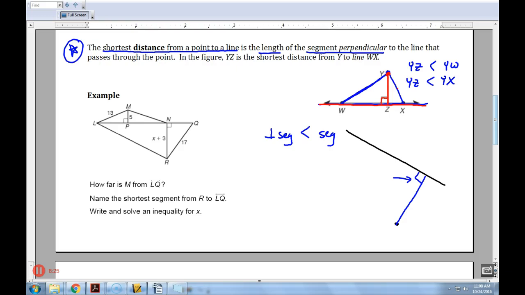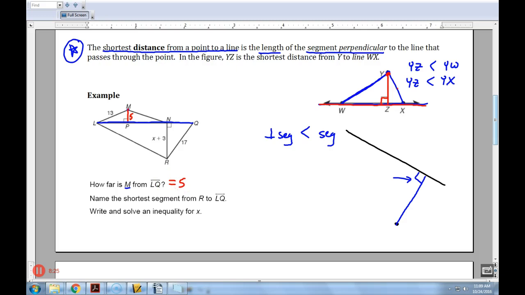All right, so let's do an example with some letters in here. So I'm looking at this diagram. It says, how far is point M from line LQ or segment LQ? Well, I look at my diagram. The distance from M to LQ is defined as the shortest distance, so that would be 5.